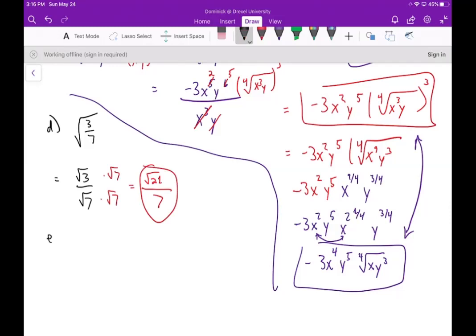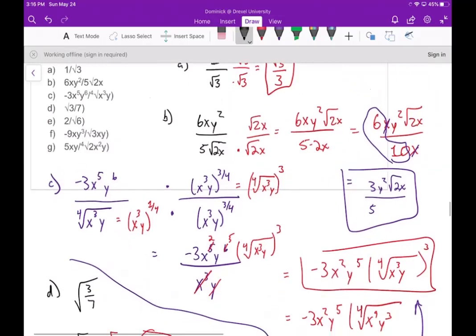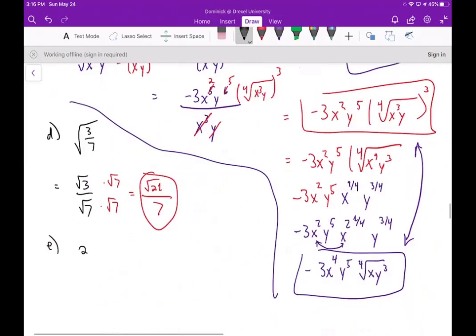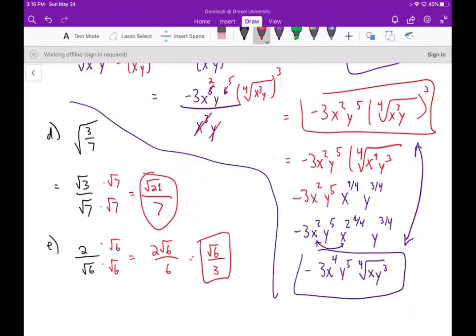Okay, part E, we have 2 over square root of 6. So we need to multiply top and bottom by square root of 6. We get 2 square root of 6 over 6. And we can reduce 2 over 6 to get 1 over 3. So this is square root of 6 over 3.